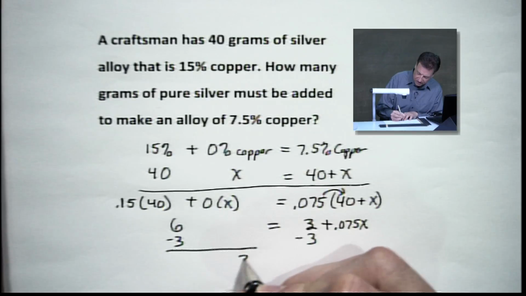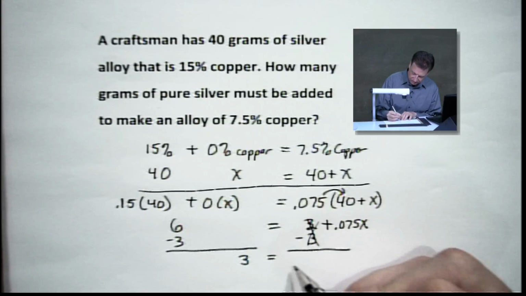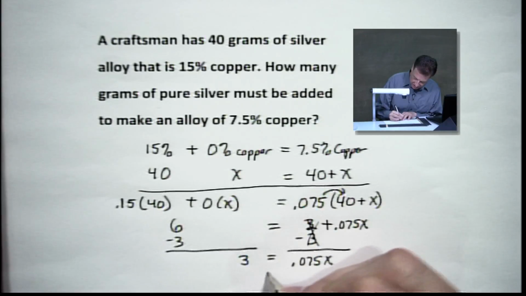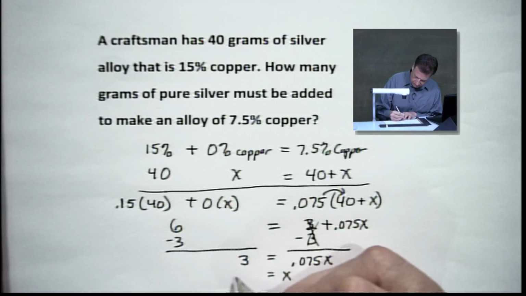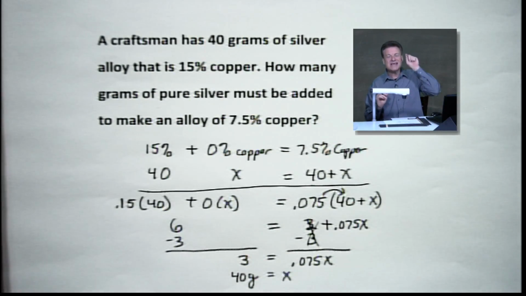There we go. Wow, we got a 3 left on the left-hand side. What have we got left on the right? We got this crazy-looking x. And at this point, we're definitely going to the calculator on this one. We're going to take a 3, and we're going to divide it by 75 thousandths. And see what we come up with. We come up with 40. So our x value here is going to equal 40, and folks, this is grams, okay? And by the way, it's grams of silver.